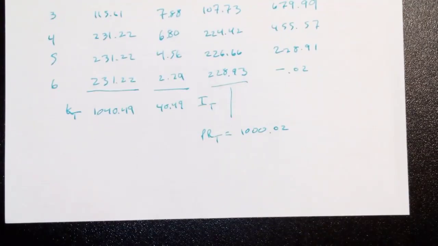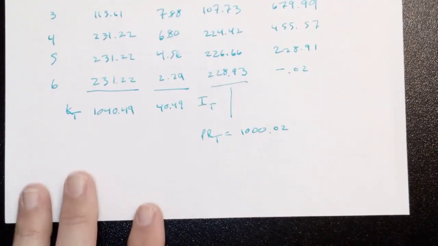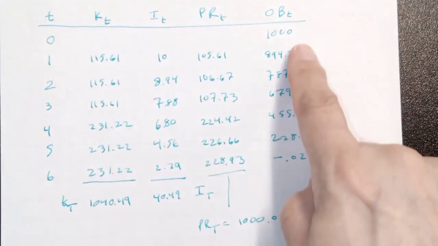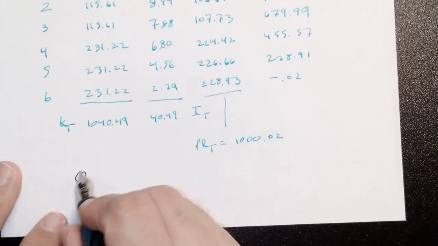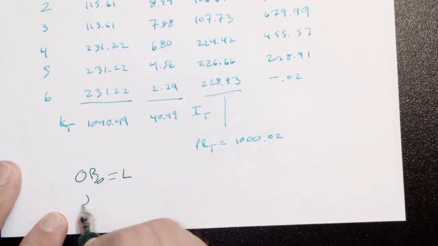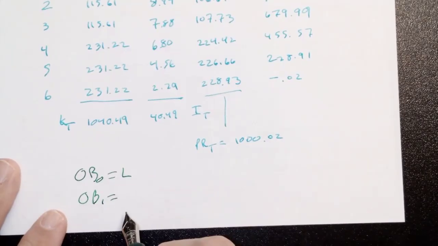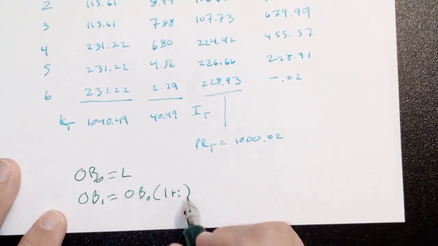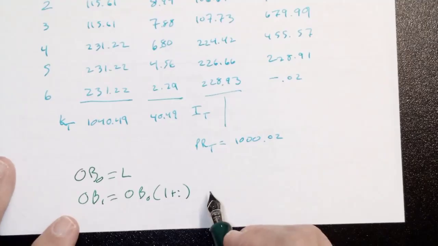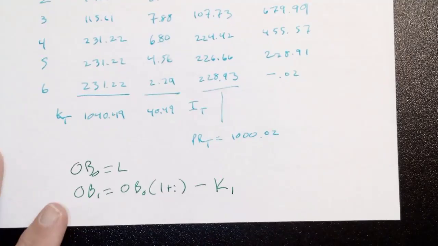Let's think about this column, this outstanding balance column. OB1 is OB0 times 1 plus I minus the first payment. That's the formula we came up with.